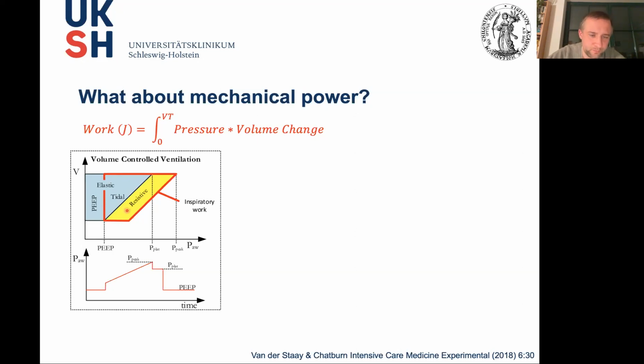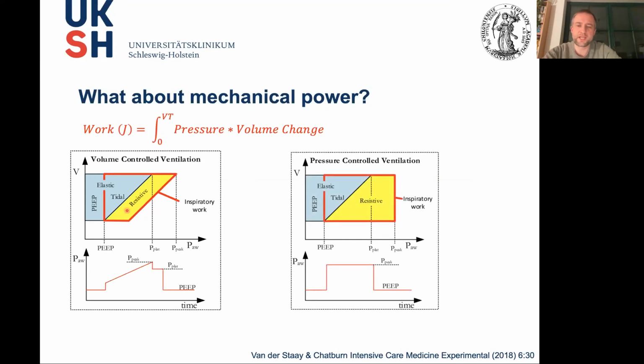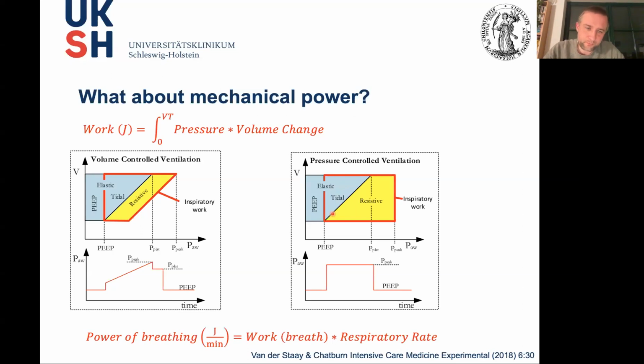And when you take this volume pressure area and multiply it by respiratory rate, you get mechanical power. For pressure controlled ventilation, it looks a little bit different, but the principle is the same. You increase pressure, then you increase volume, and the area enclosed by the pressure volume loop is the inspiratory work. And when you take the inspiratory work and multiply it by respiratory rate, you get the power of breathing. The unit for power of breathing is joules per minute.